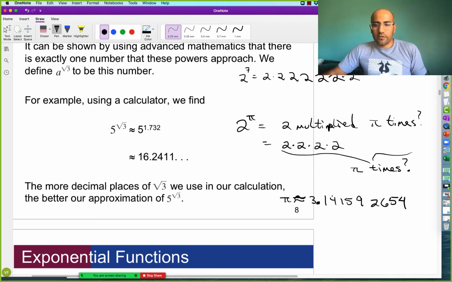Do you guys know there's contests for people that memorize digits of pi?